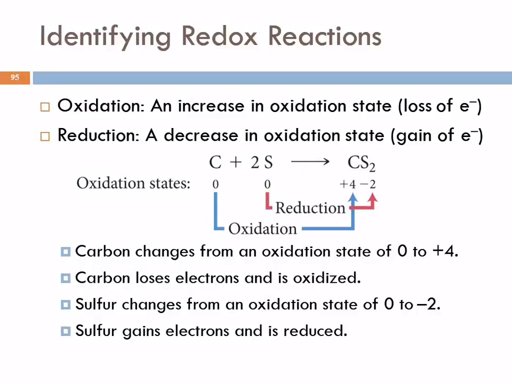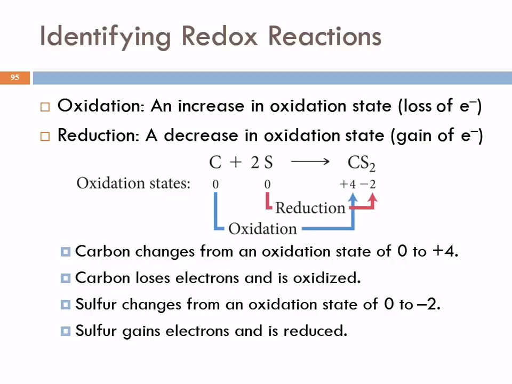This is where we left off in Chapter 4. We were talking about oxidation states and redox reactions. So let's look at how we identify redox reactions. To review, oxidation means that there's an increase in the oxidation state of a substance, usually an element. Oxidation means loss of electrons. Reduction means a decrease in the oxidation state, which corresponds to a gain in electrons.